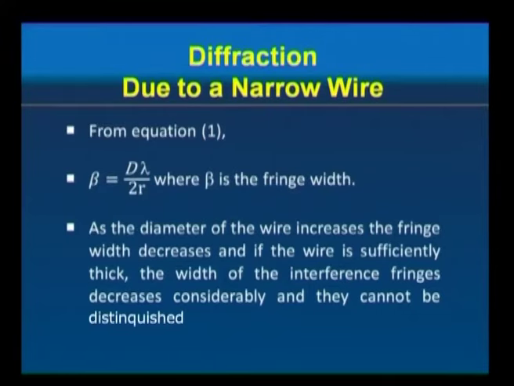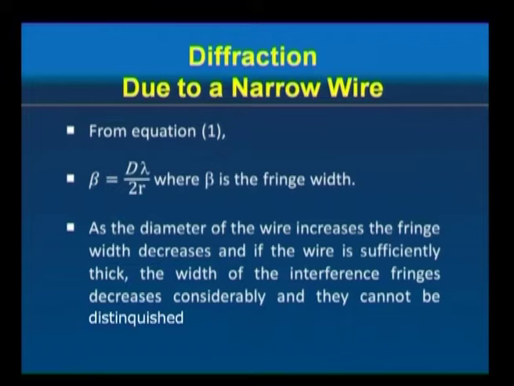Even in the double slit experiment, the two sources should be very near to each other. Therefore, if you want a stable interference pattern, one of the conditions is that the two sources from which light is coming should be very near to each other. The two sources cannot be far off. If they are far off, you won't get a stable interference pattern. So, beta equals capital D into lambda by 2r, where beta is the fringe width. This can be used to determine the diameter of the wire.